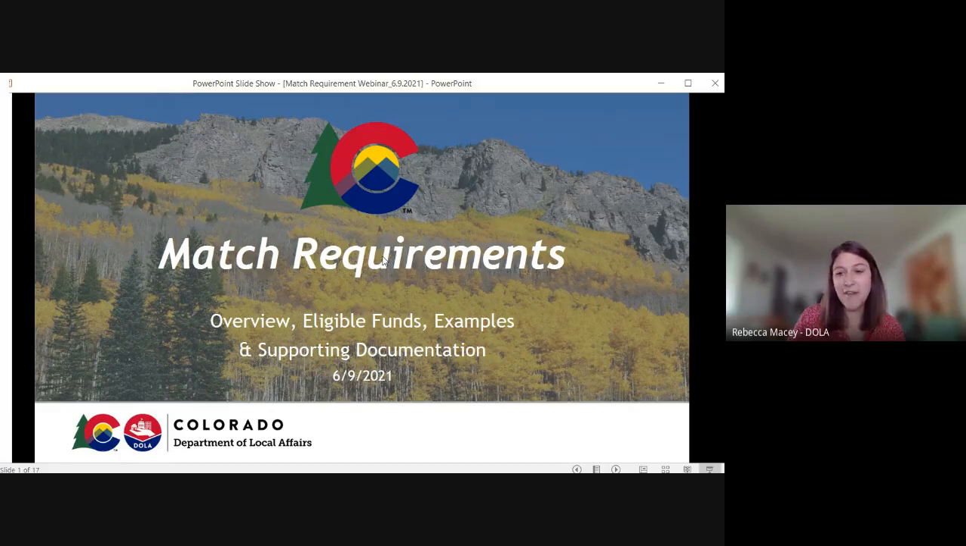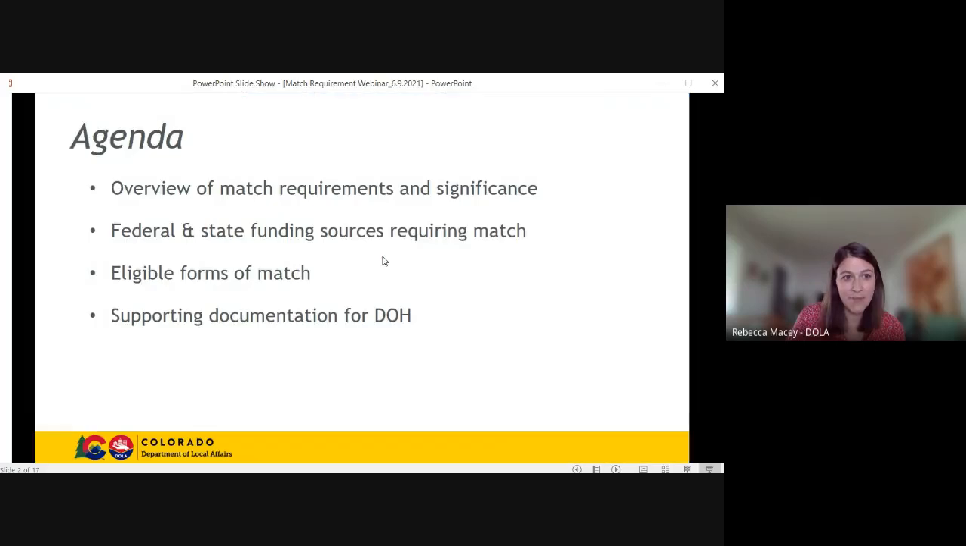Oh, and just to clarify, I am one of the housing development specialists on the team, and we have some others on the line as well as asset managers who are here to answer any of your questions. So as I mentioned in the agenda, we'll go over these items. We will be focusing today on match requirements for both federal and state funding sources, and so we'll break that down further in the presentation.